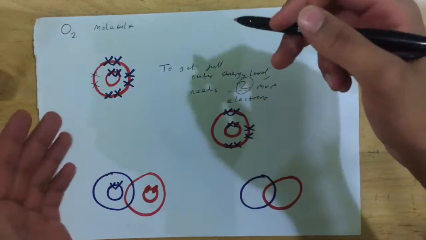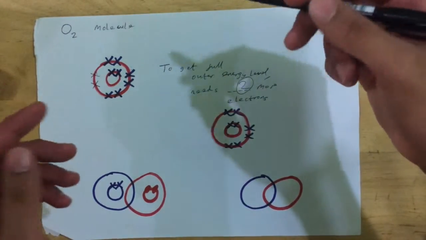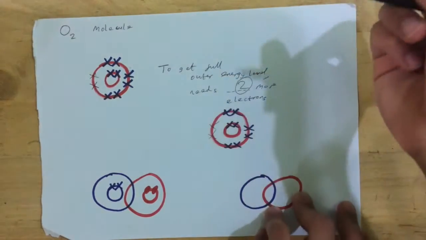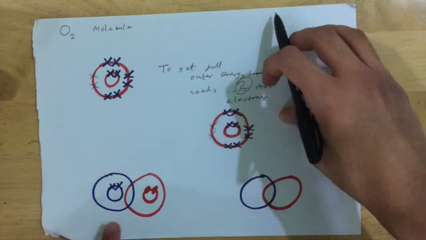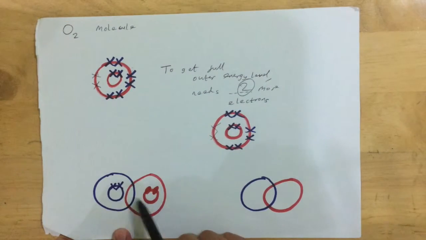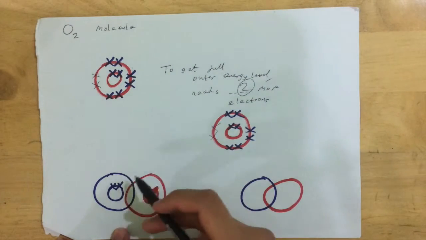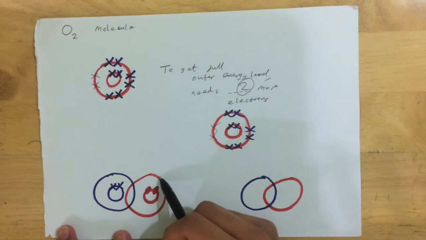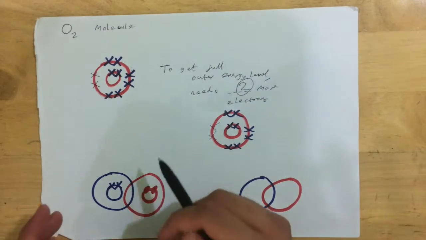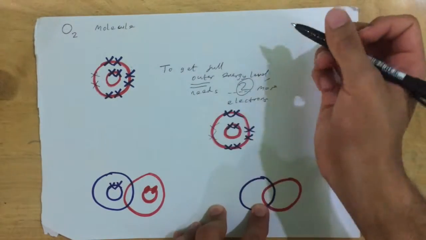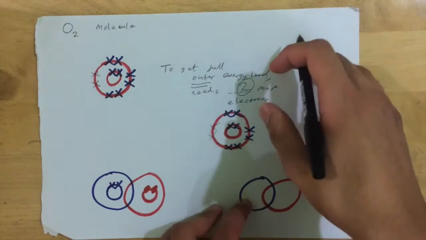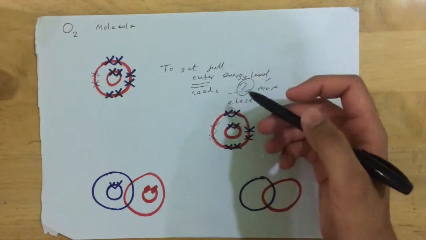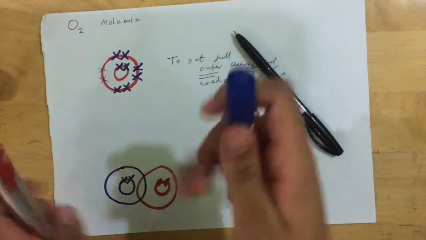Where is it going to get these 2 electrons from? Well, it's going to get them from another oxygen atom, here, which also needs 2 more electrons to get a full outer energy level. So here we have these 2 oxygen atoms forming an oxygen molecule. Here we have the inner energy level, and here we have the outer energy level. They need 2 more electrons each, so they need to share 2 electrons between them. So it will look like this.